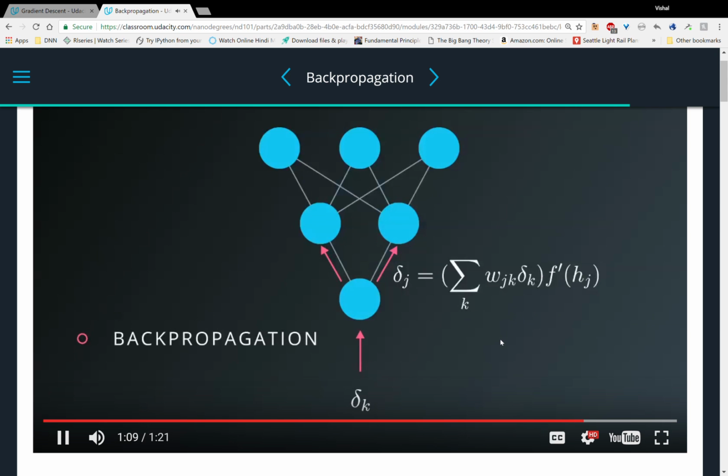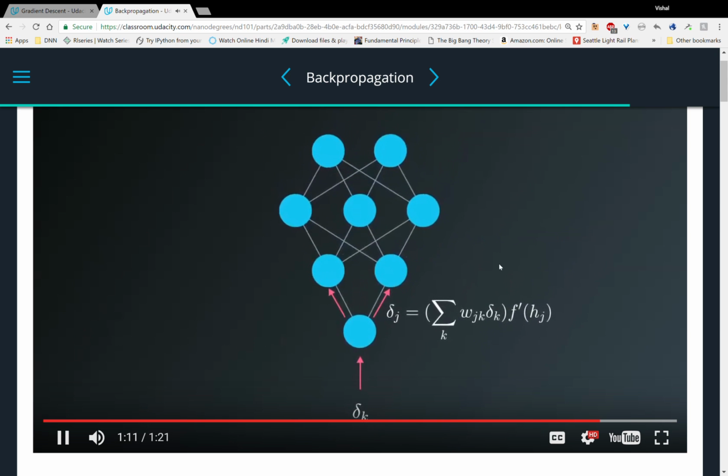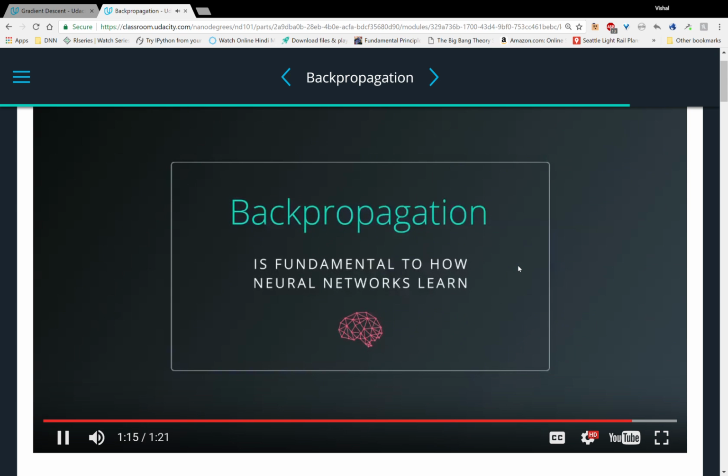And this process works the same when you add more layers. You just keep propagating the errors through the layers. Backpropagation is fundamental to how neural networks learn.